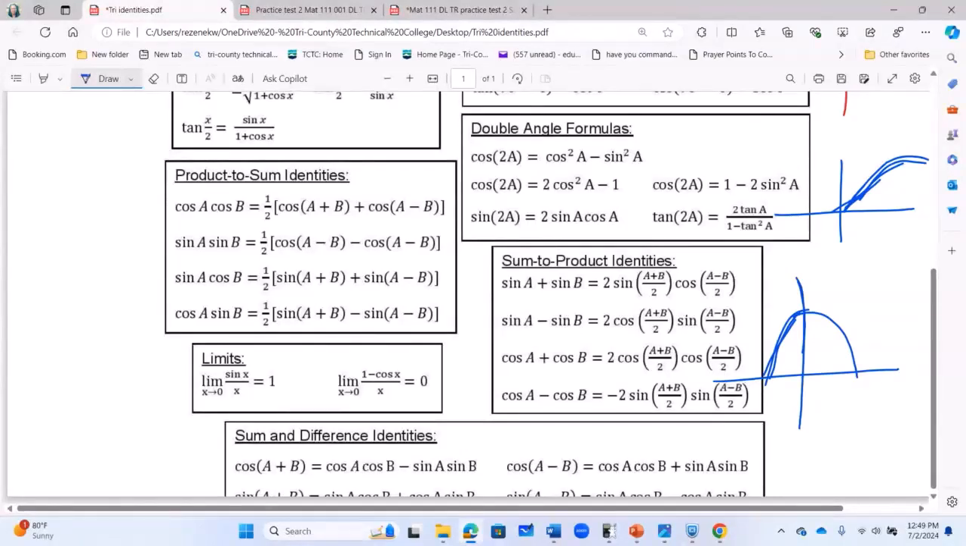The cosine function is symmetric with the y-axis. Okay, it's really easy. The cosine function is an even function. The sine function is an odd function. The cosine function is an even function because it's symmetric to the y-axis. The sine function is an odd function because it's symmetric to the origin.